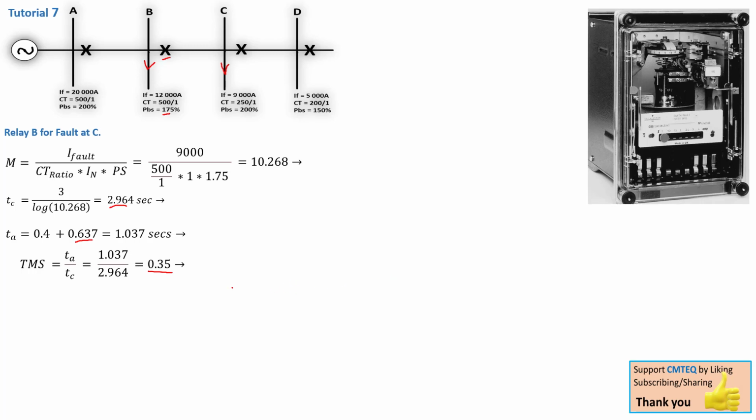Thank you for that. We're going to move on now to the same relay, but this time for the fault on bus bar B. Once again, the same process applies. We calculate M and then we replace the values. This time the fault is now 12,000. It's no longer 9,000. That gives us a value of M of 13.71.